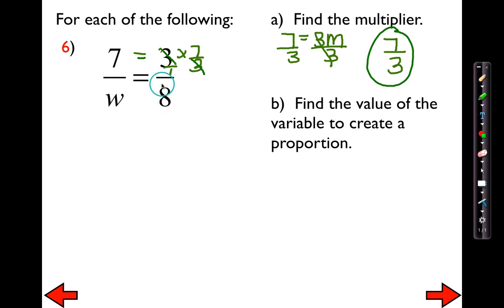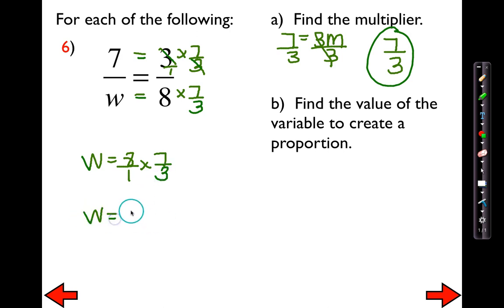I can go ahead and do the same thing with 8. I'm going to multiply by 7/3 to figure out the value of W. So here, W is 8 times 7/3. So I'm going to say W is 56/3. So in order to make this a proportion, I'm going to say W has to equal 56/3.